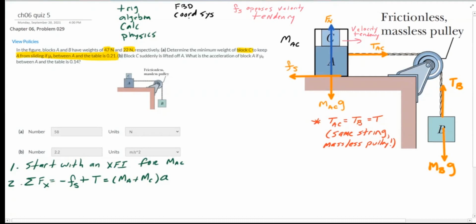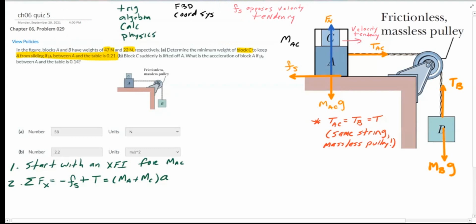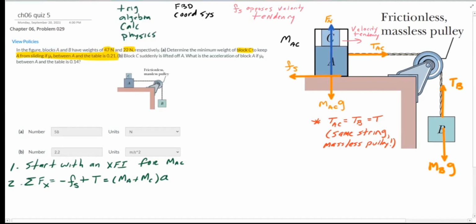And now, do I know the direction of acceleration? Yes, for sure I do. I know that it's along the table surface. So for block AC, the acceleration is along the table surface. So that's good to know. For block B, I know for sure it's vertically up or vertically down.